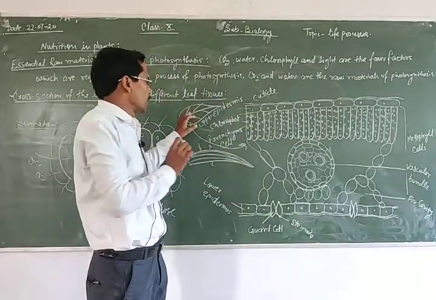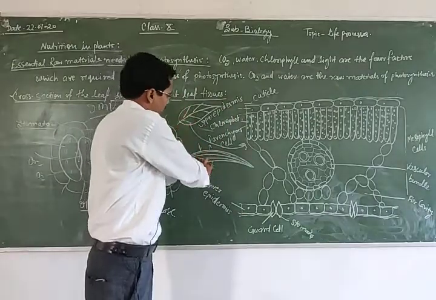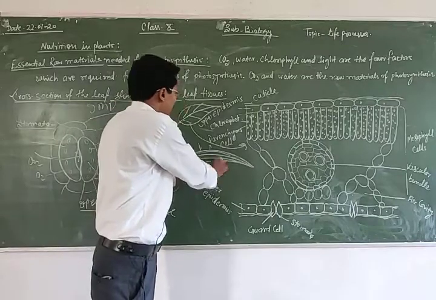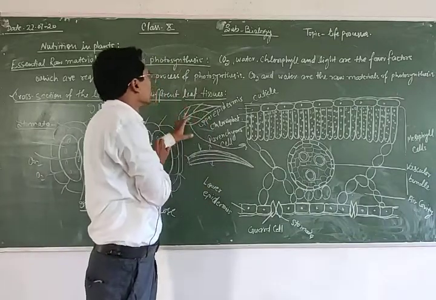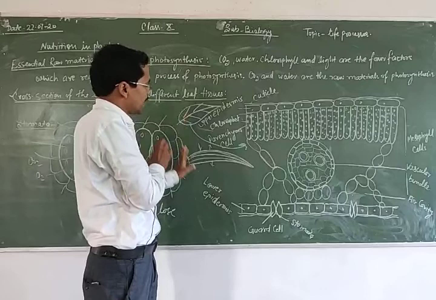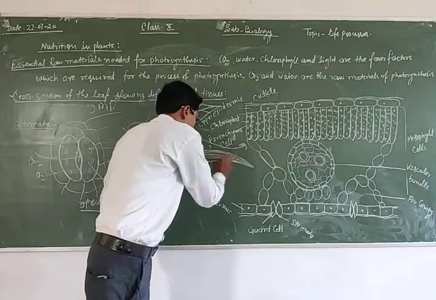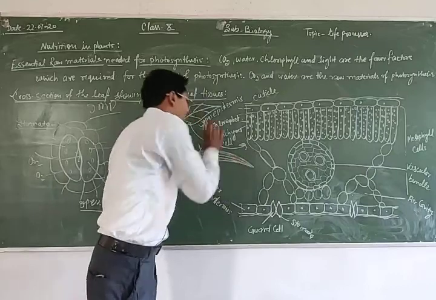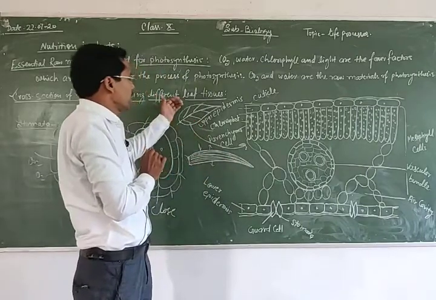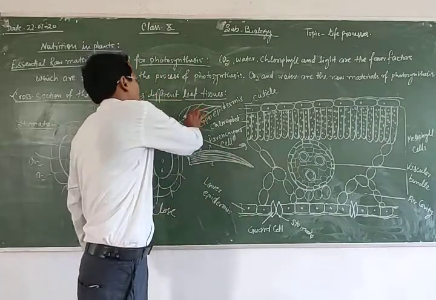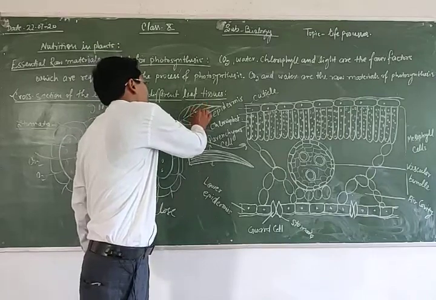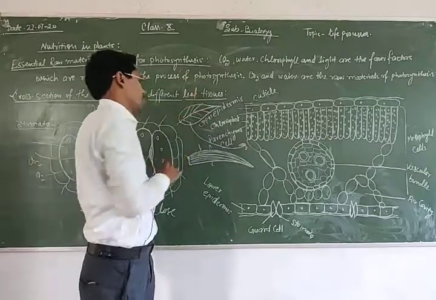We know that there are two types of leaf. One is isobilateral and another is dorsiventral leaf. In isobilateral, you see here, the veins are always parallel, whereas in dorsiventral leaf the leaf venation is reticulate venation.